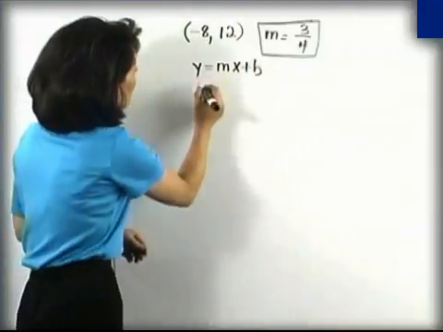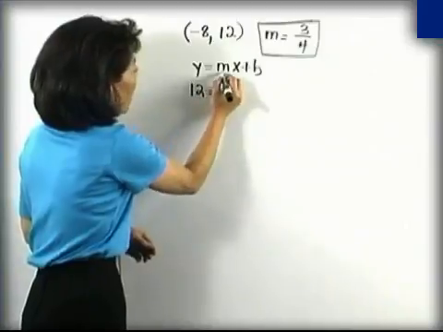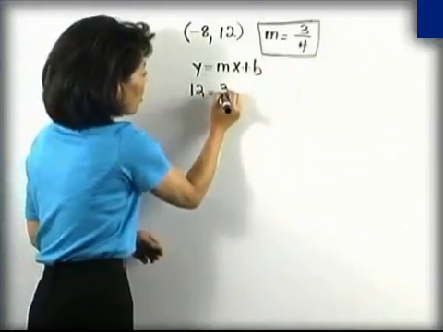So here we go. y is equal to 12. m is equal to 3/4.